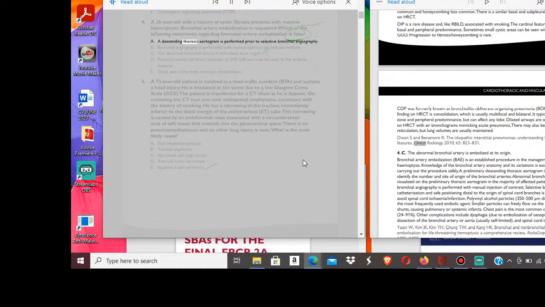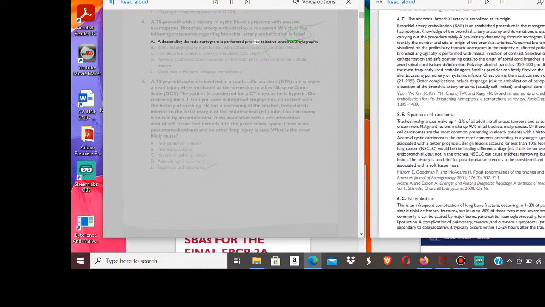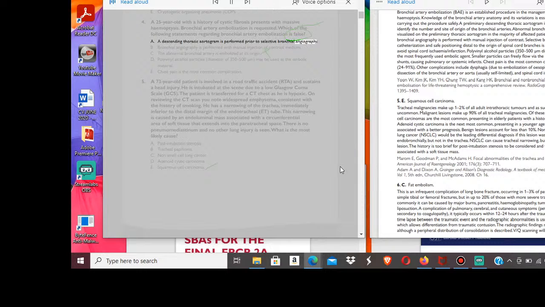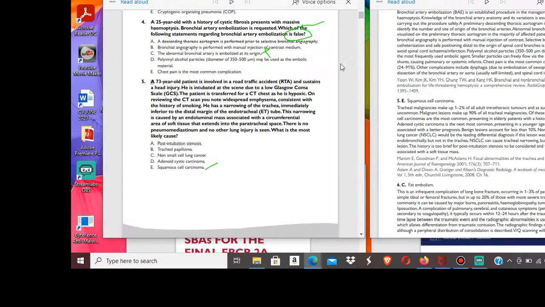A. A descending thoracic aortogram is performed prior to selective bronchial angiography. B. Bronchial angiography is performed with manual injection of contrast medium. C. The abnormal bronchial artery is embolized at its origin. D. Polyvinyl alcohol particles, diameter of 350-500 µm, may be used as the embolic material. E. Chest pain is the most common complication. 5.